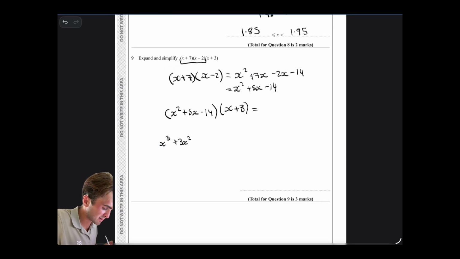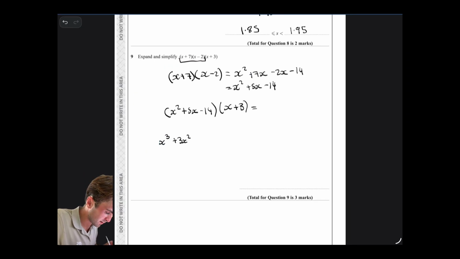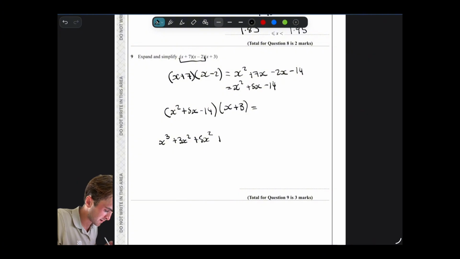And then the 5x times by the x, so we get 5x squared plus 15x. So I'm just doing the first term times by the second bracket, the second term times by the other bracket, the third term times by the other bracket. So yeah, 15x, and then minus 14x, and then minus 14 times 3 is minus 42.